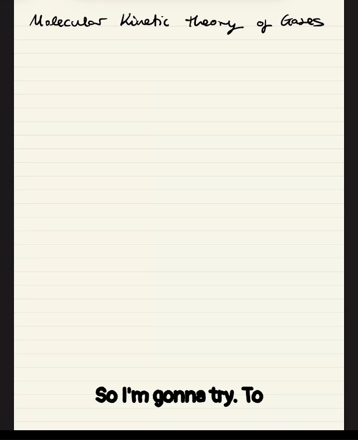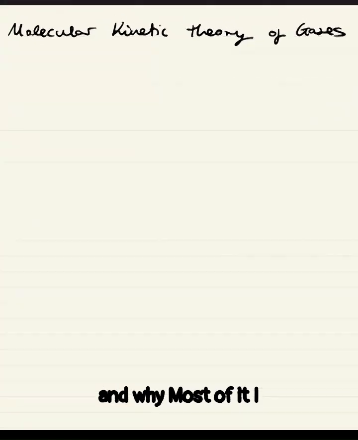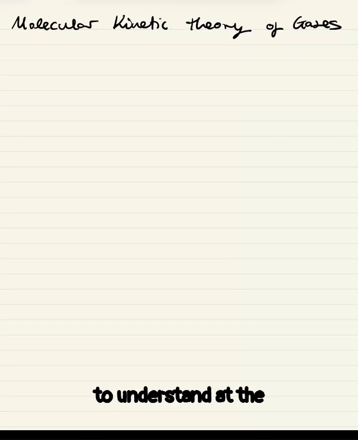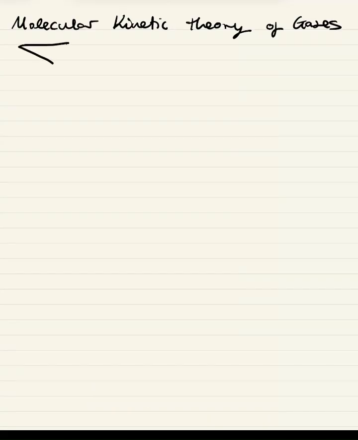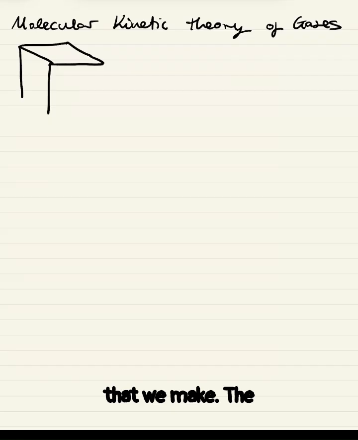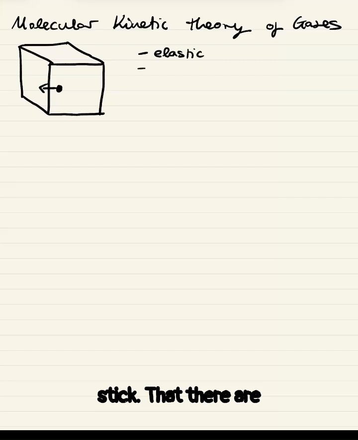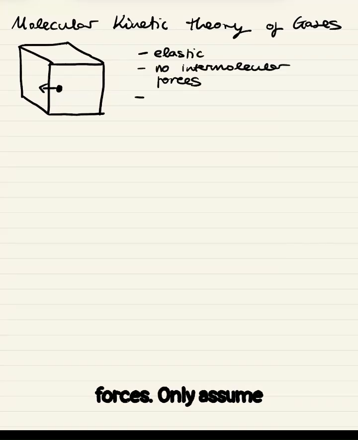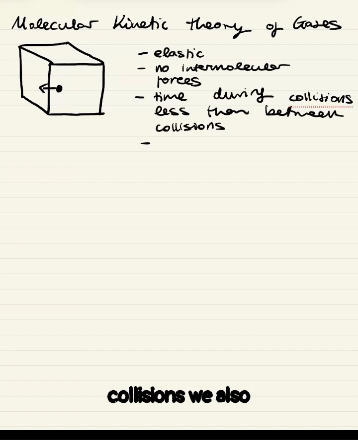So I'm going to try to show in a couple of steps how to do it and why most of it, I guess, works. I found this very difficult to understand at the beginning, but now it kind of makes sense. So first, there are several assumptions that we make. The assumptions that we make are that all the collisions are elastic, that there are no intermolecular forces, and we assume that the time between collisions is less than between collisions. We also assume that the pressure and force is the same around the whole container.